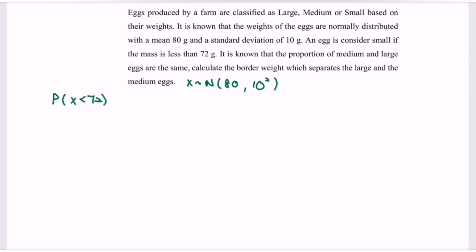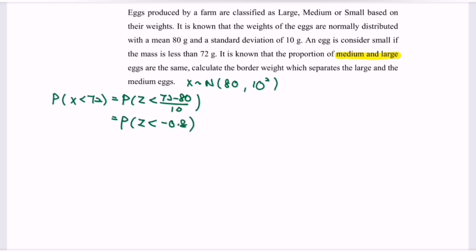It is known that the proportions of the medium and the large are the same, meaning that here they will have 2x. So calculate the border weight which separates the large and the medium eggs. Focus on the question. First, what we have to do is standardize. We have z less than (72 minus 80) over 10. So the probability of z less than, we will have negative 0.8.